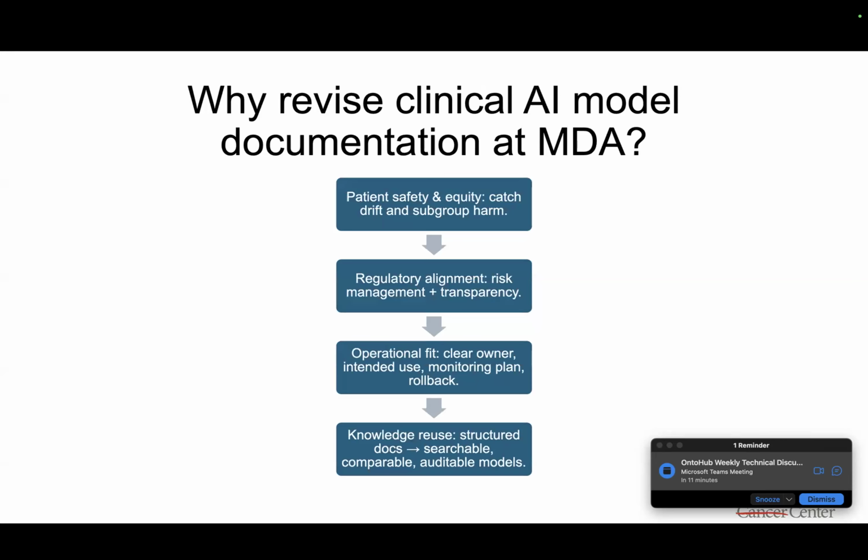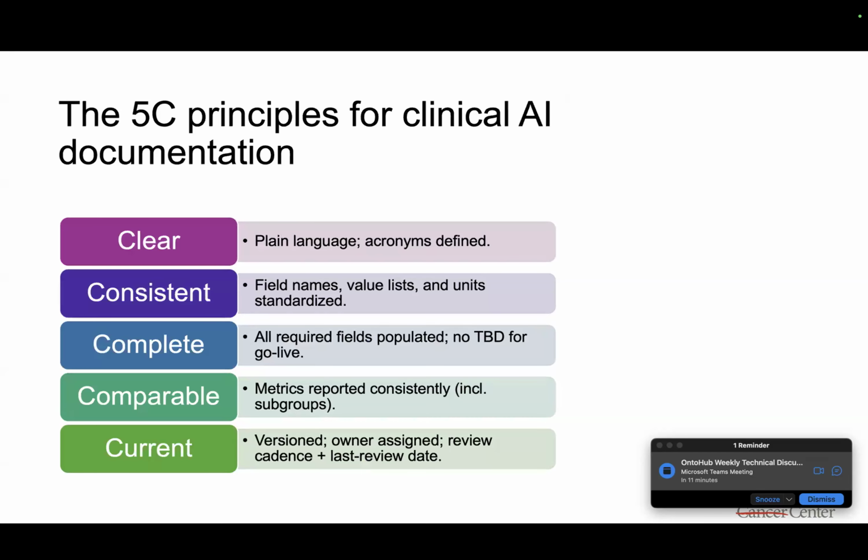As I said before, this is very important at Anderson, because each of these AI models is going to impact the patient and needs to be aligned with the regulation. They need to know the risk. It needs to be transparent, and it needs to be very clear with the owner how to monitor it. Obviously, all the structured documentation needs to be searchable and comparable, because they have different models. So they came out with this 5C principle that should be covered by AI documentation.